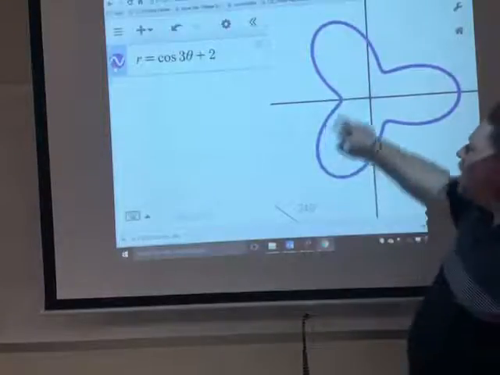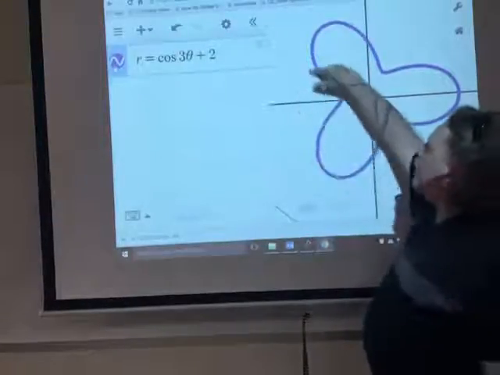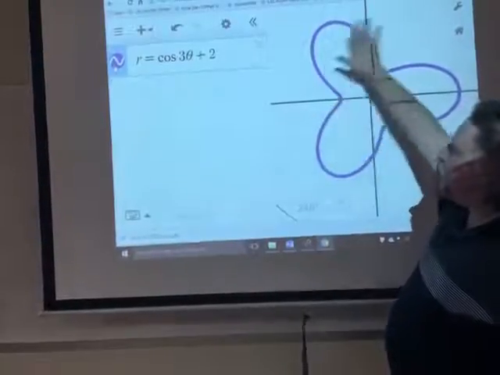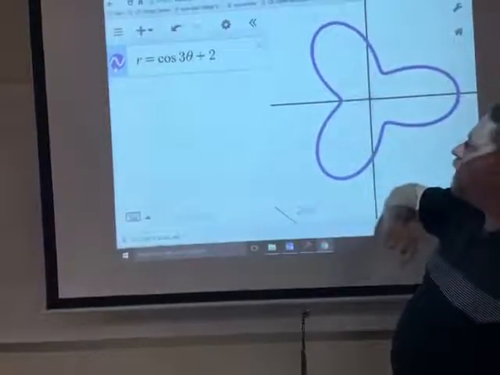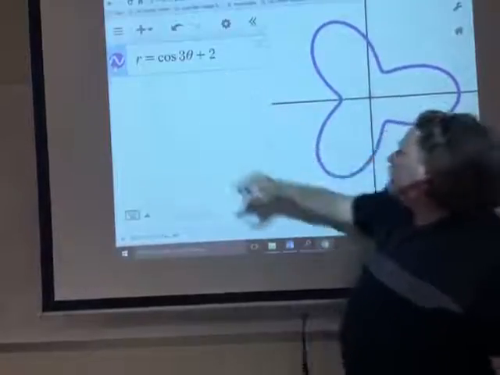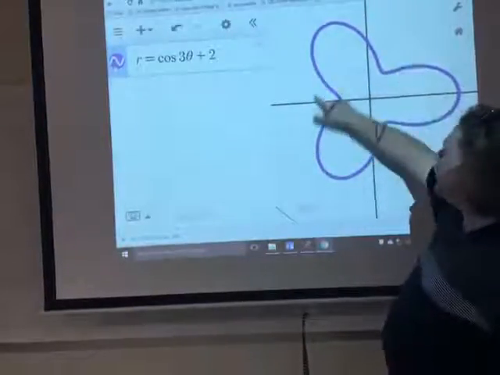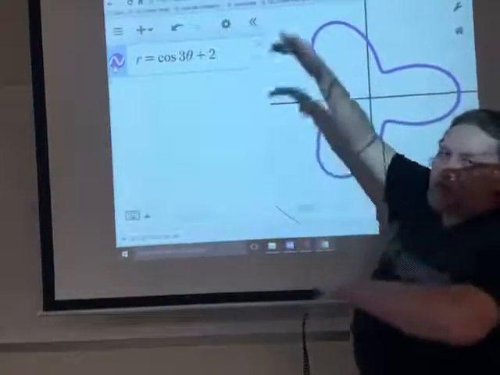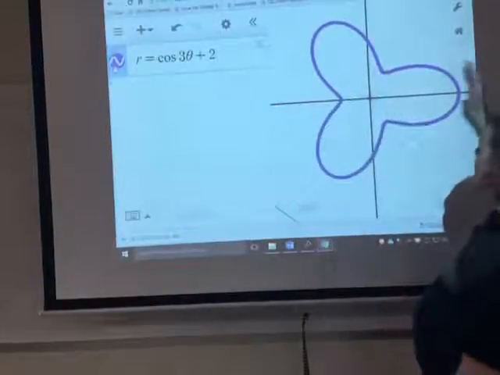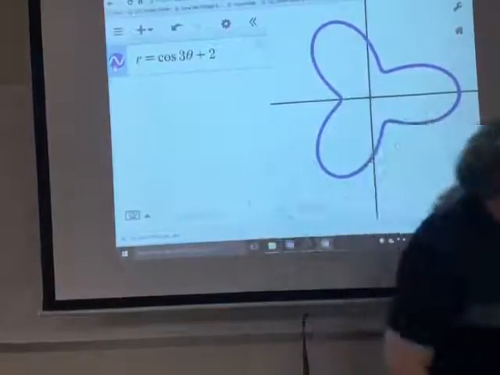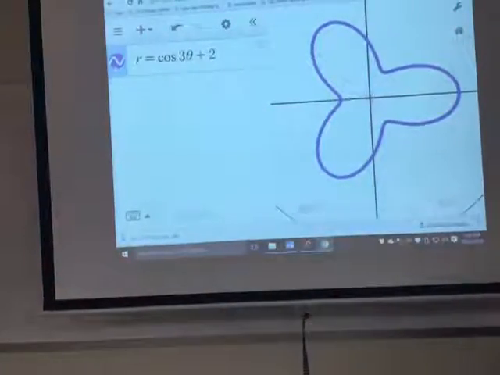Look at that. Because of the 3 right there, I have 1, 2, 3 petals on this flower. Notice the plus 2. The plus 2 gives me a radius starting of here, positive 2. But as cosine is getting bigger and smaller, I'm going in and out and in and out of that radius starting value of 2. Let's look at just a couple more.